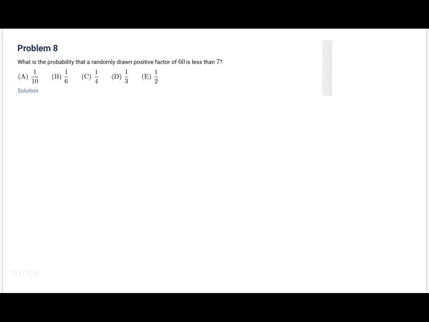Problem number 8. What is the probability that a randomly drawn positive factor of 60 is less than 7? Okay, so for the randomly drawn positive factor of 60, let's just list the factors of 60.